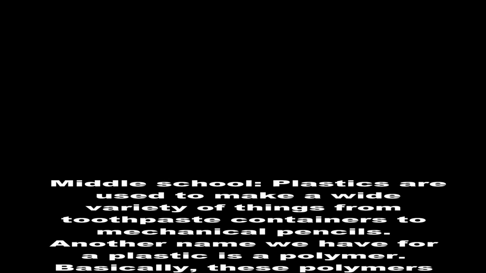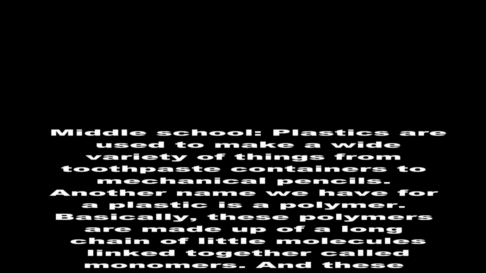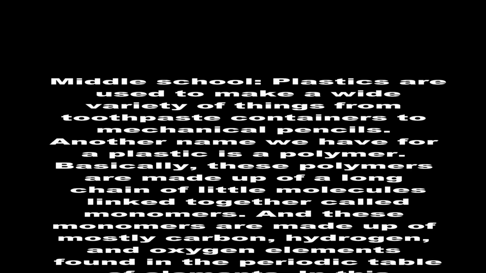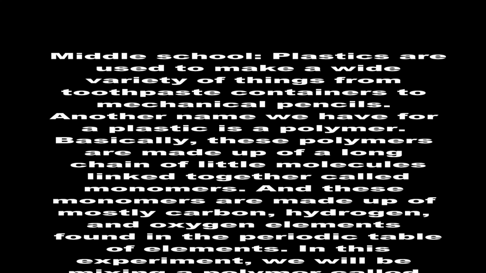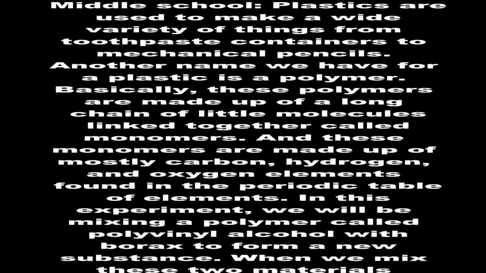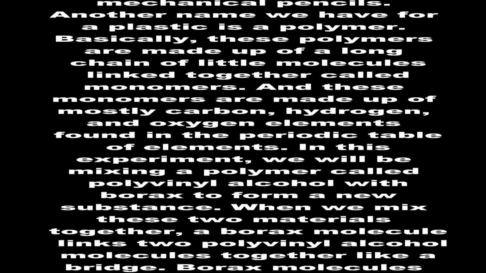For children in middle school, the explanation can go as follows. Plastics are used to make a wide variety of things, from toothpaste containers to mechanical pencils. Another name we have for a plastic is a polymer. Basically, these polymers are made up of a long chain of little molecules linked together called monomers. And these monomers are made up of mostly carbon, hydrogen, and oxygen atoms found in the periodic table of elements.